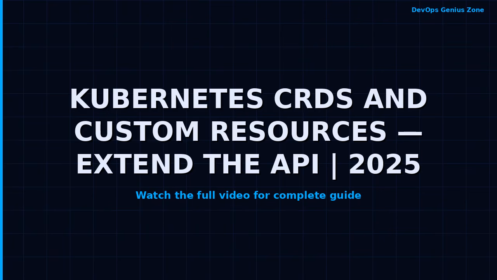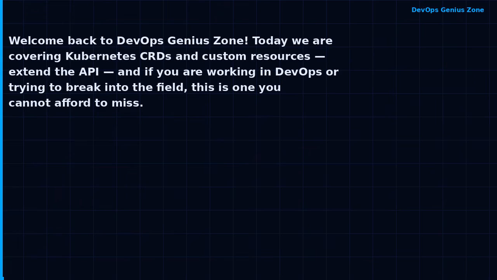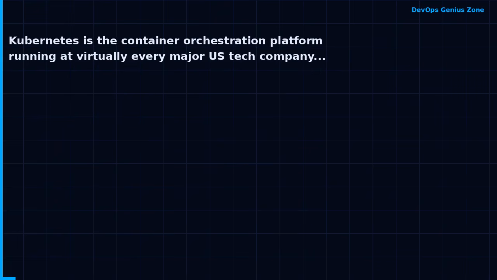Today we are covering Kubernetes CRDs and custom resources, extend the API, and if you are working in DevOps or trying to break into the field, this is one you cannot afford to miss. Kubernetes is the container orchestration platform running at virtually every major US tech company. I'm going to walk you through everything you need to know.